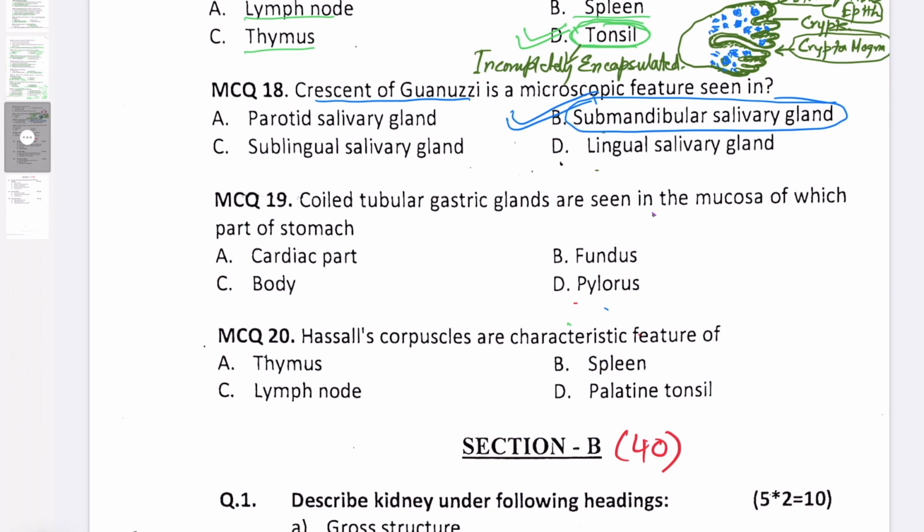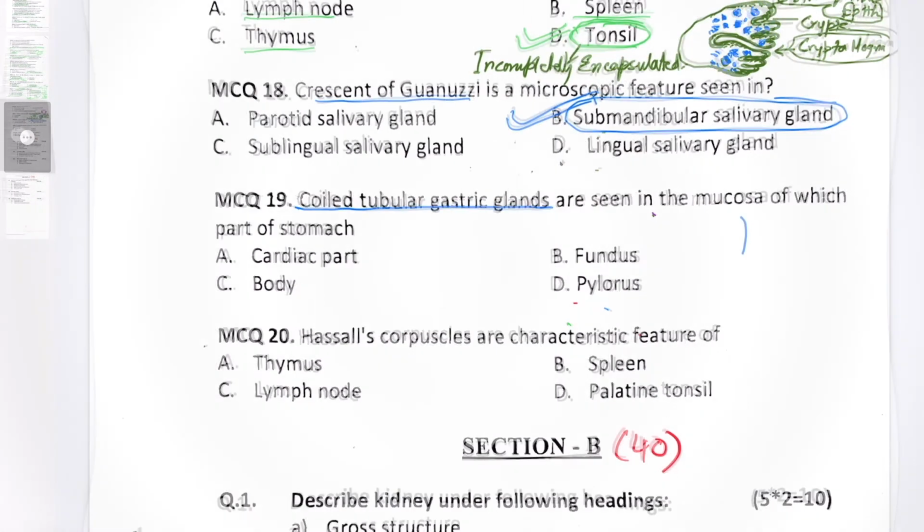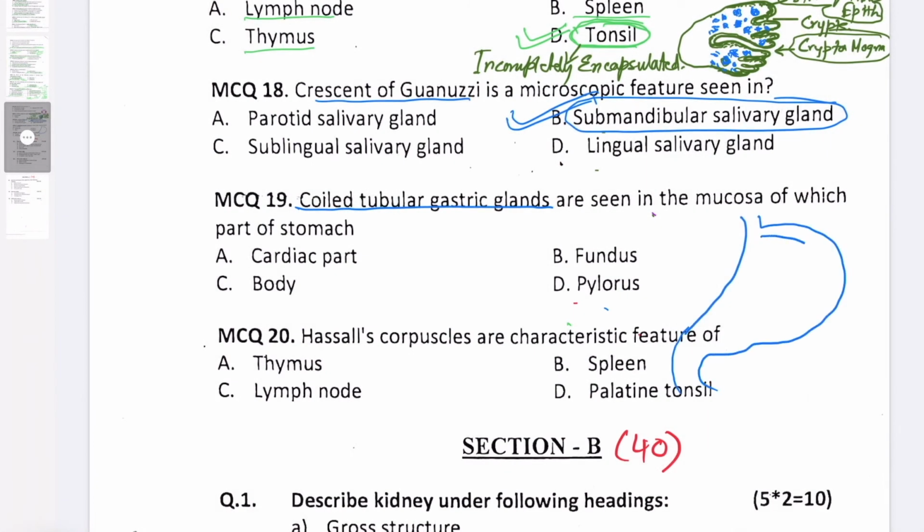Next, question number 19: coiled tubular gastric glands are seen in the mucosa of which part of the stomach? Cardiac part, fundus, body, or pylorus? What I'm drawing is the mucosa. Consider this to be the mucosa. Here you find tubular gastric glands in the cardiac portion, and in the body also you will find the tubular gastric glands. They have a neck, they have a body, they have a fundus. Consider that I have drawn only the mucosal layer.